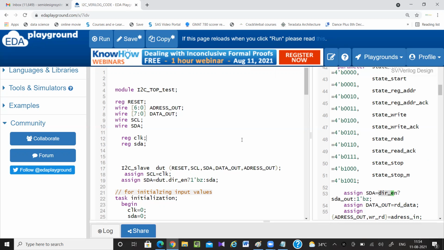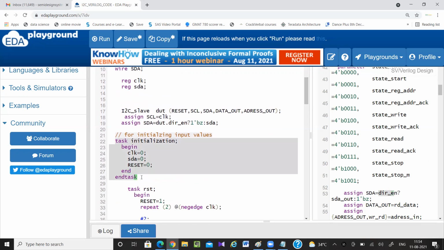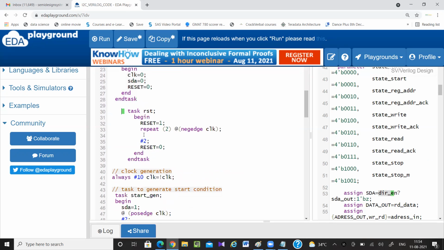Now here I have taken 6-bit address, 8-bit data, 7-bit address, all those things. So in the initialization state, I have made all the values 0. Then the reset state generates the reset. These things are common.